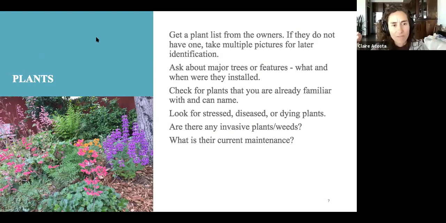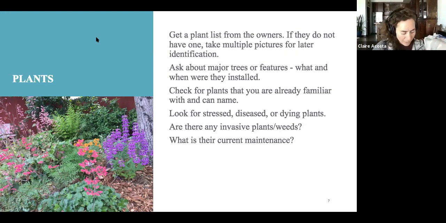But ask about any kind of major tree or feature or unusual plant. A lot of people have sentimental value with certain trees, or even non-natives. It's like, I know this isn't native, but I actually really like this tree because it was planted by X person who's really important in my life, that sort of thing. So ask about any big plant or feature in general.